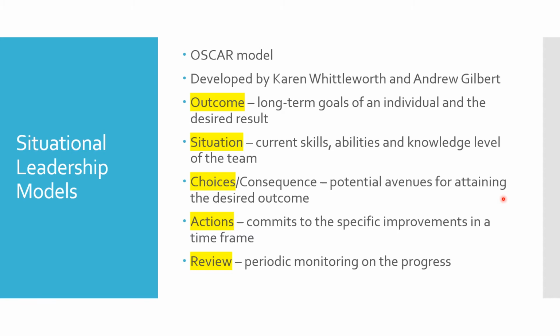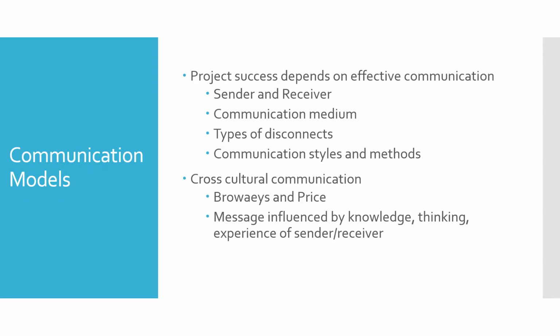So you have to set the outcome. What are the desired results? What is the current situation? Go for choices of training, Python training. You can go for different models available, and then commit for an action. Give them 6 months or 3 months of period. Expect a commitment from the team member and then periodically review with them. This is called the OSCAR model.